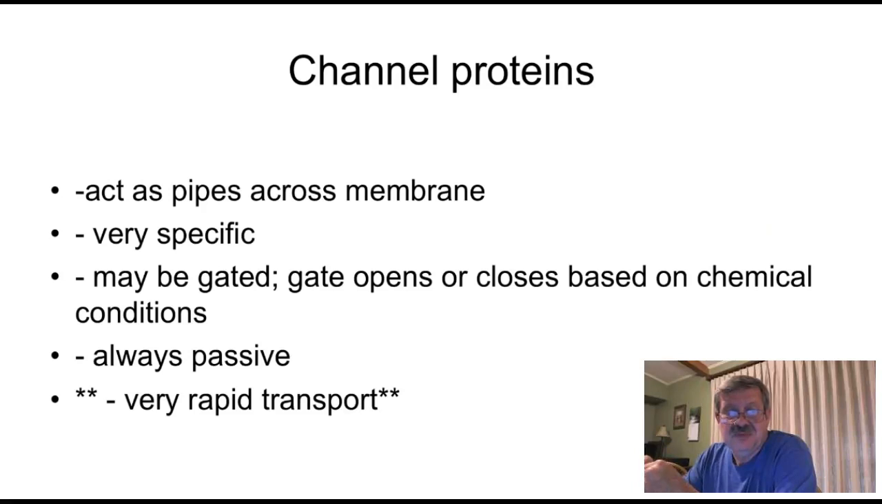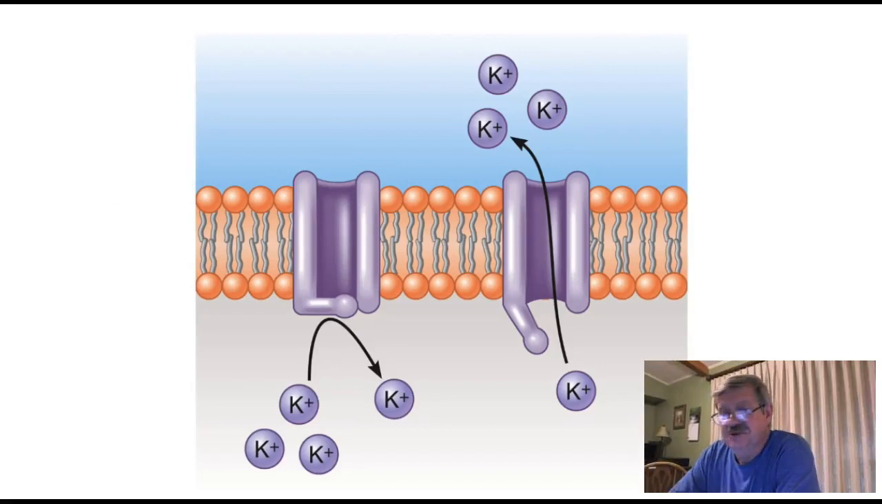The other thing is, because these molecules can just go one behind the other, shooting through this pipe, this is a very rapid form of transport into and out of the cells. So here's an example of a gated protein. You notice on the left, the gate is closed, and potassium is not able to move across that membrane. There on the right, a different set of chemical conditions cause that gate to open, and the potassium ions very rapidly move across that membrane.